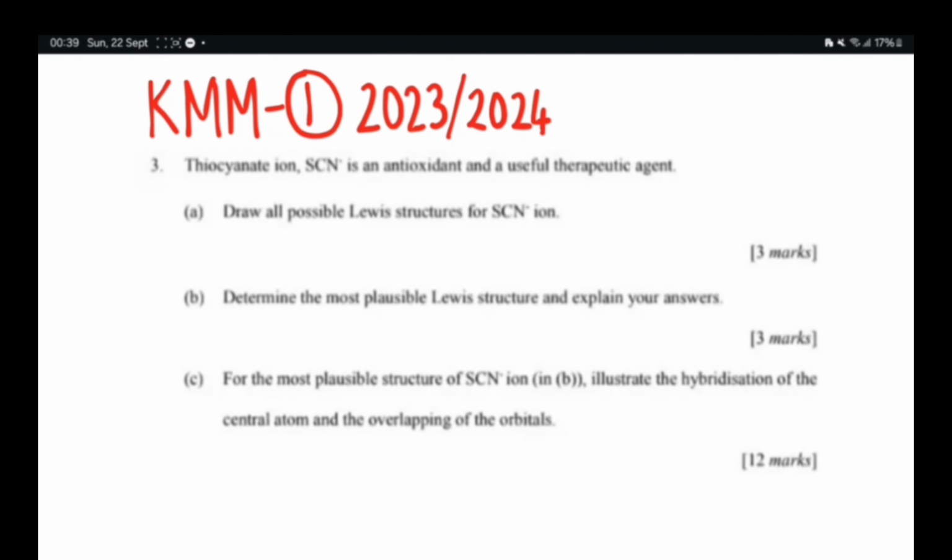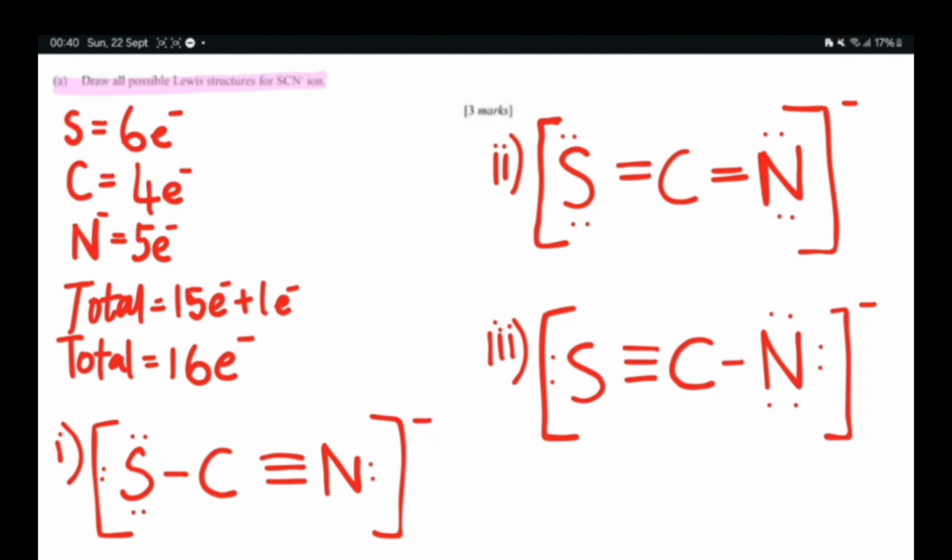C. For the most plausible structure of SCN⁻ ion in B, illustrate the hybridization of the central atom and the overlapping of the orbitals. So first, let's start with question A, which is to draw all the possible Lewis structures for SCN⁻ ion. In order for us to do questions about drawing Lewis structures, first of all, we need to make sure that we calculate all the valence electrons of the ion or the molecule.